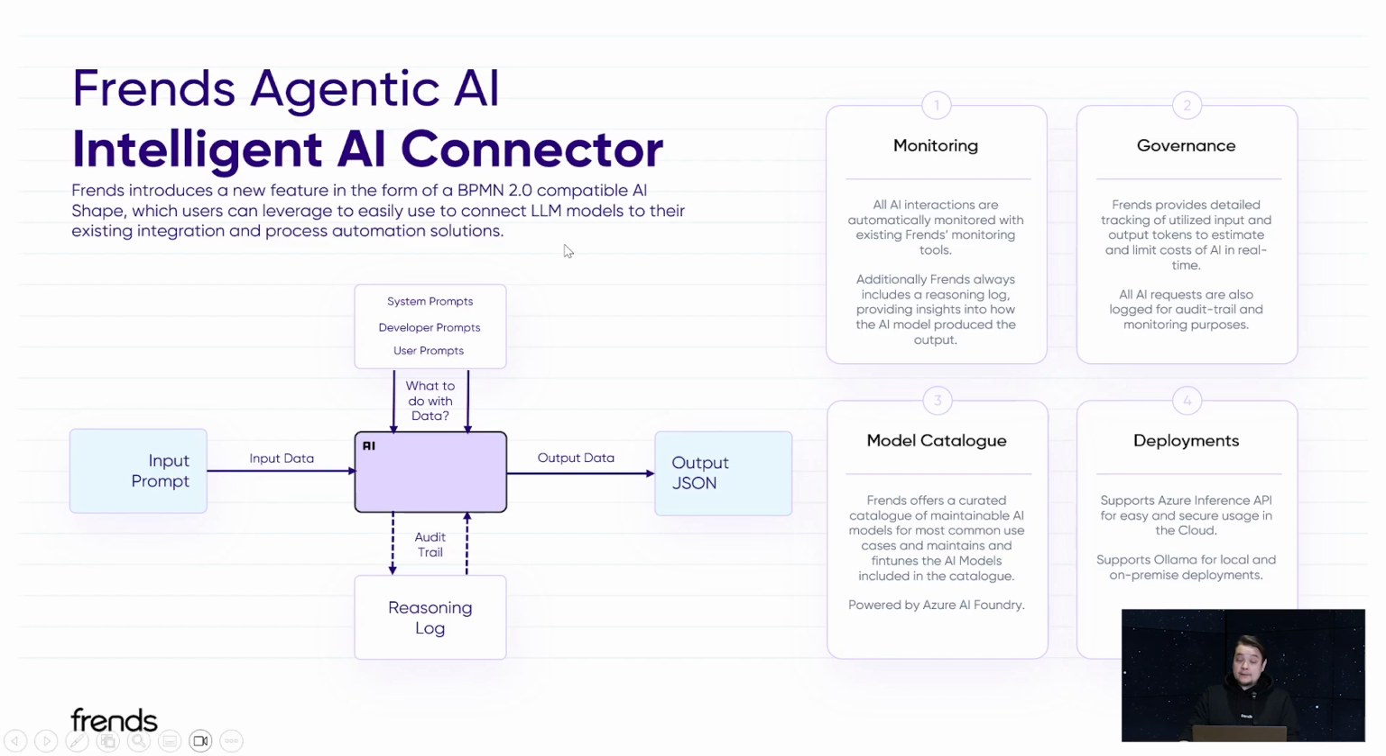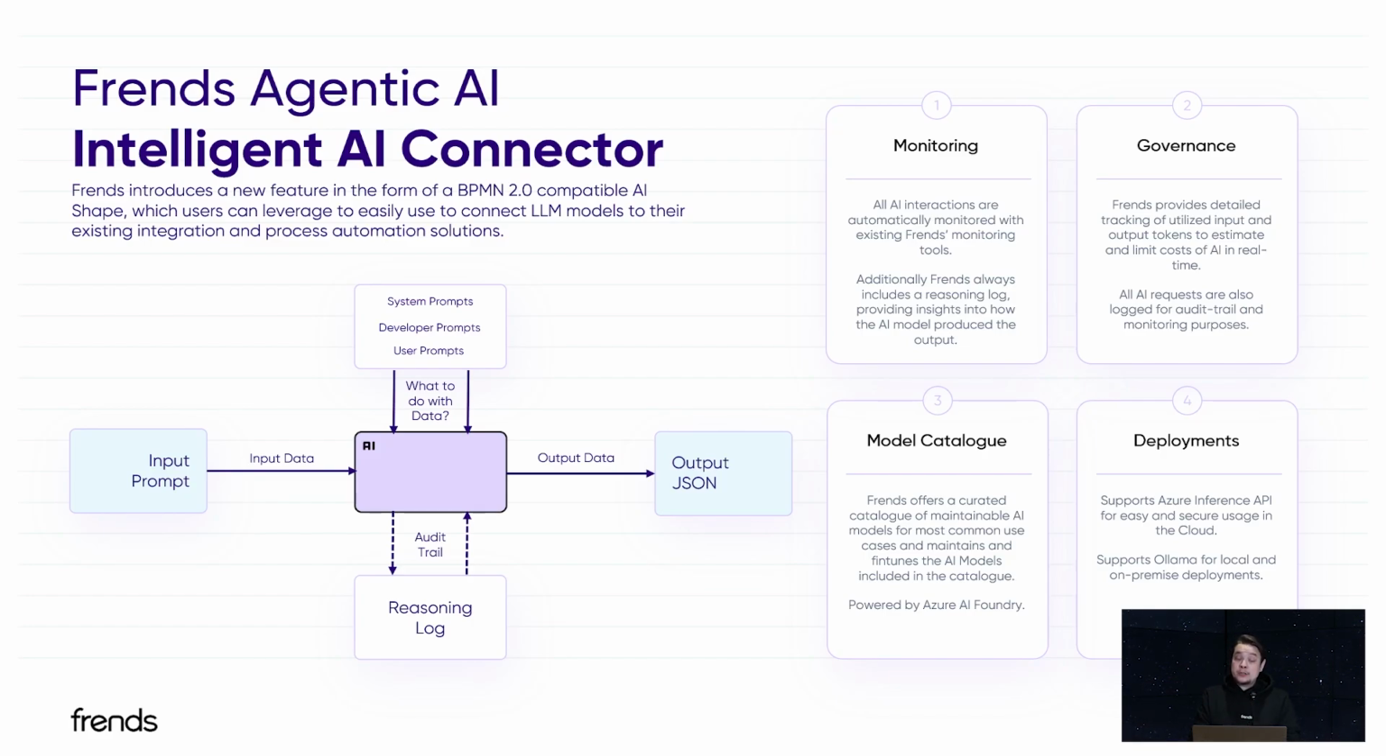We have 3 different kinds of prompts available. We have system prompts, which govern the, let's say, ground rules and the framework within which the AI can function. We have developer prompts, which direct the AI on how it should actually achieve its task. And then we have user prompts specifying that this is now the task that you should be working with.